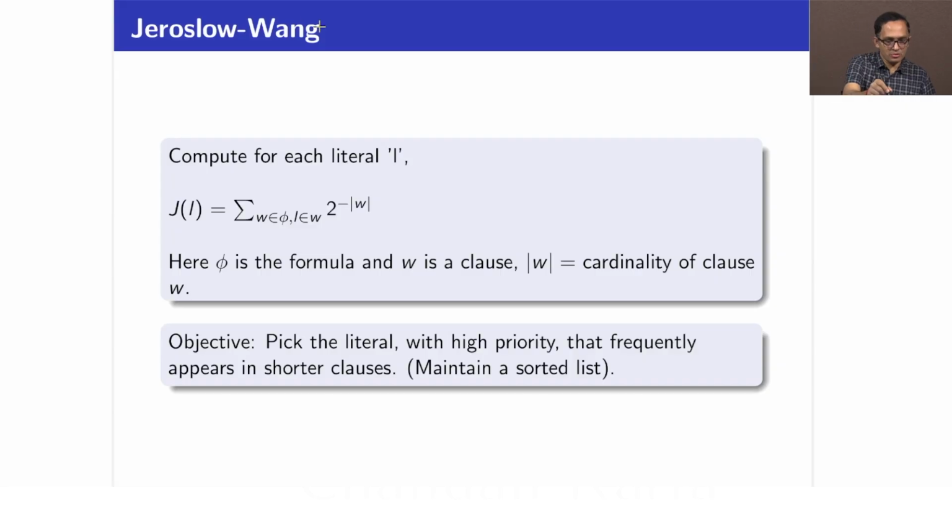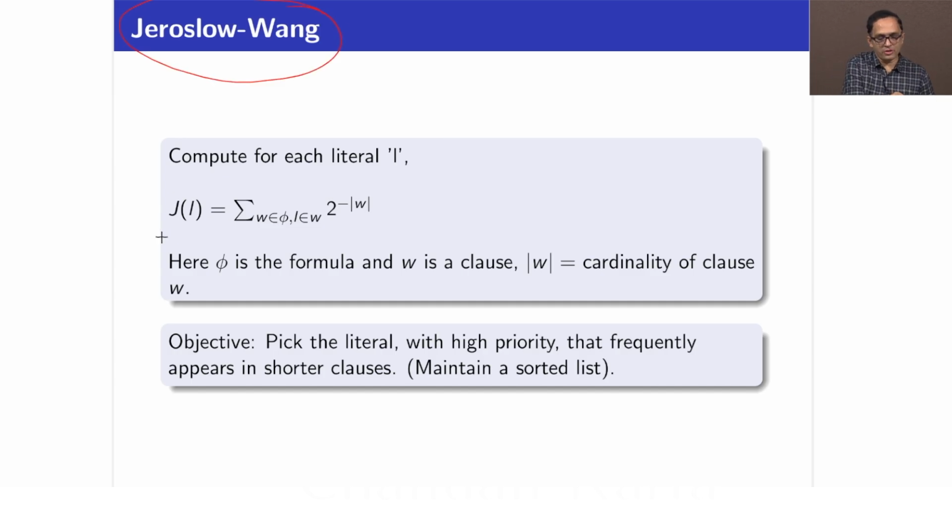There are many heuristics used in SAT solvers. In today's class I will discuss 4 of them, and you will understand that they are effectively following the ideas that I talked about just 2 minutes back. The first one, the oldest one, is called Jeroslow-Wang, based on the inventor's name.